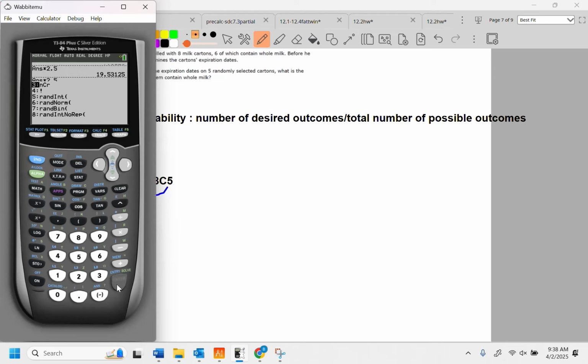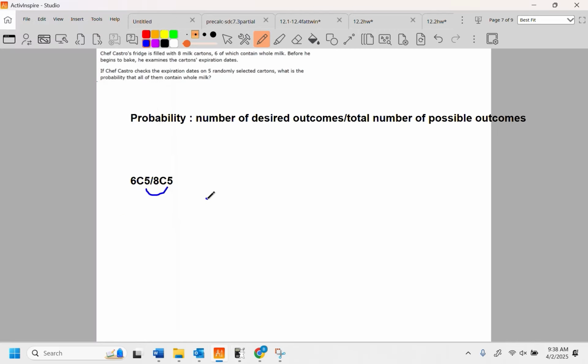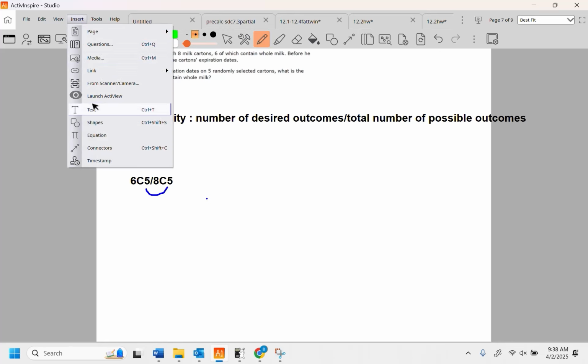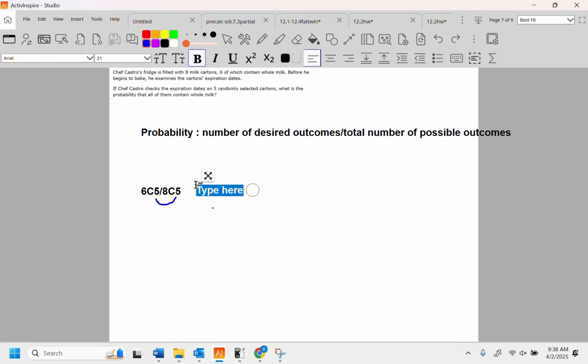I don't think you have to use the math fraction thing on these. I think it does it properly. Let's convert that back to a fraction. 3 over 28. All right, moving forward.